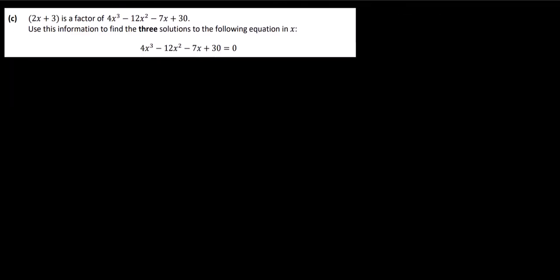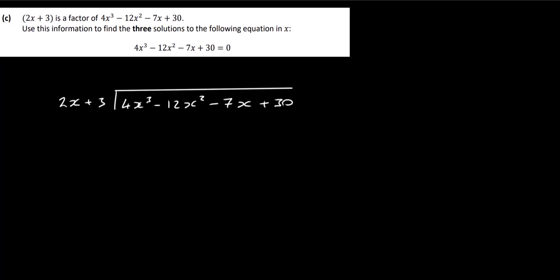Okay, so this is part C. 2x plus 3 is a factor of 4x cubed minus 12x squared minus 7x plus 30. Use this information to find the three solutions of the following equation in x. So really what we've got to do here is divide 2x plus 3 into our cubic. If we divide it in, that'll give us a quadratic, the other factor. And from that other factor, we can find the other solutions.